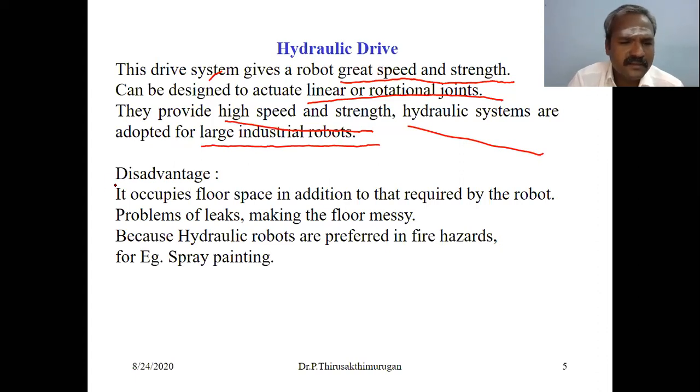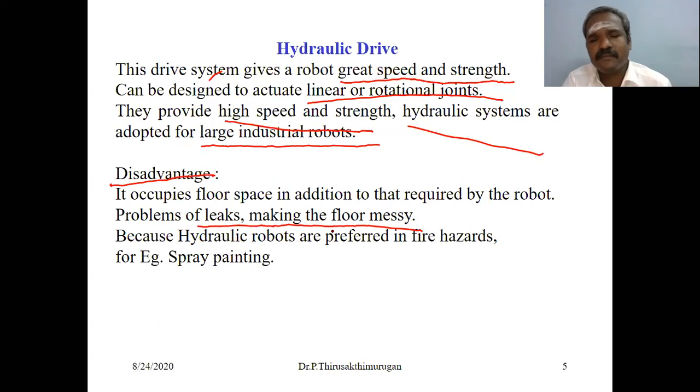The disadvantage of this is that it occupies more space. Leakages. Hydraulic means some oil or some special liquid fluid is filled in the robot pipes. So the problem is leaks, making the floor messy. This is a major disadvantage.